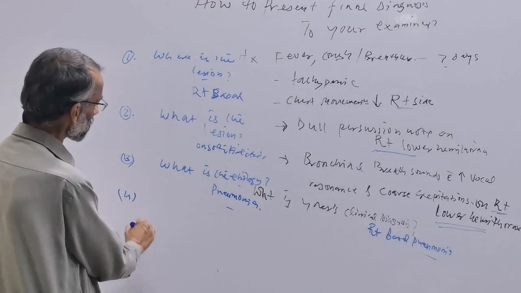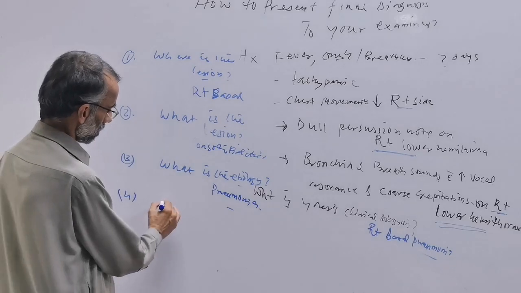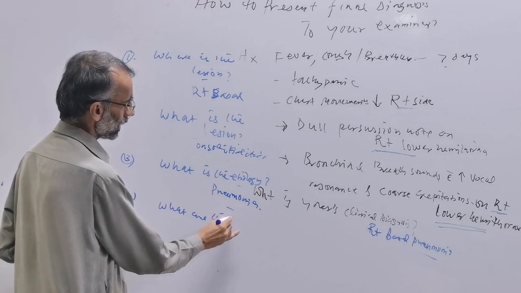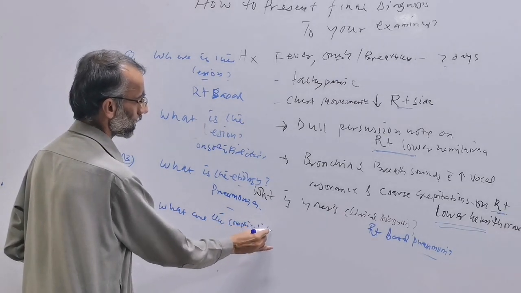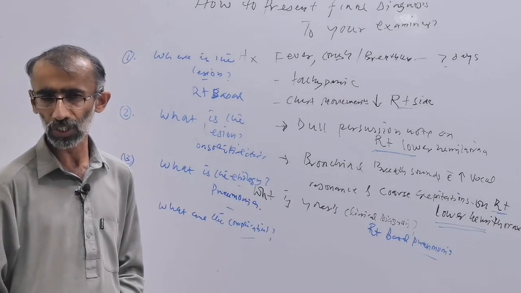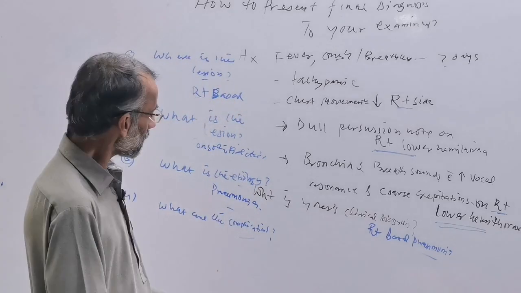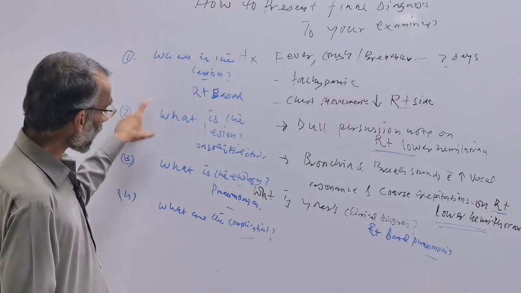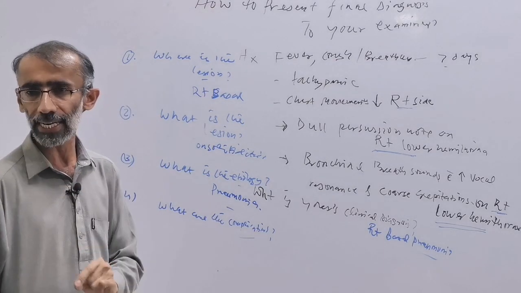And what is the fourth component? Fourth point, what are the complications? If there is a complication, pleural effusion, empyema, lung collapse, lung abscess, then you have to mention the complication. You have to address these four components in your final diagnosis.